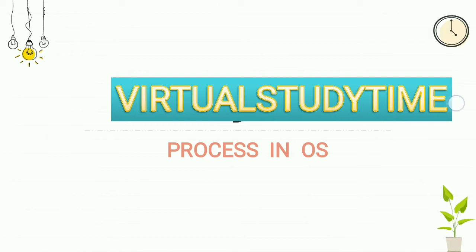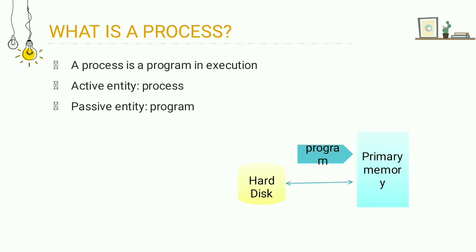So first of all, what is a process? A process means a program which is executing. The execution of a process progresses in a sequential fashion, like the program counter. And a process is called an active entity, and the program is a passive entity.